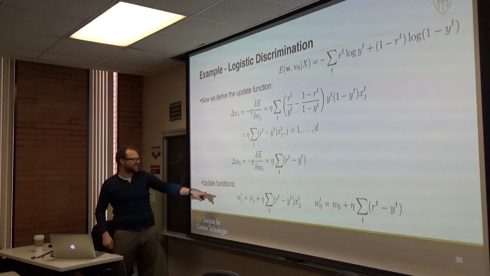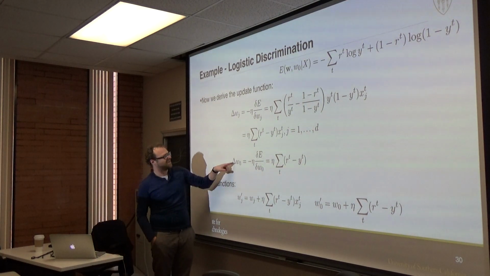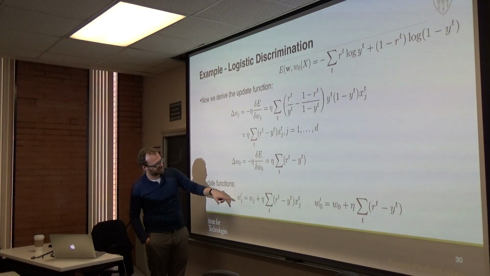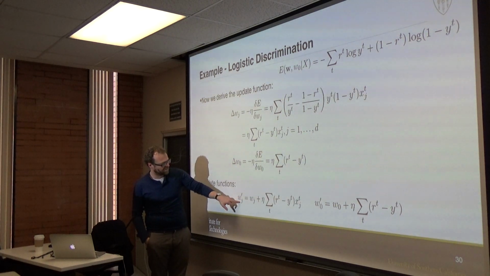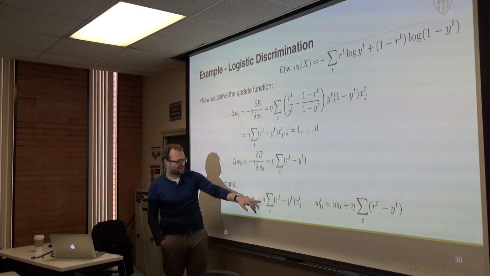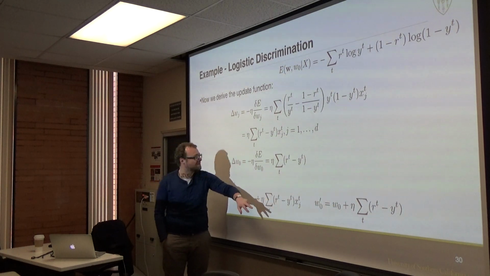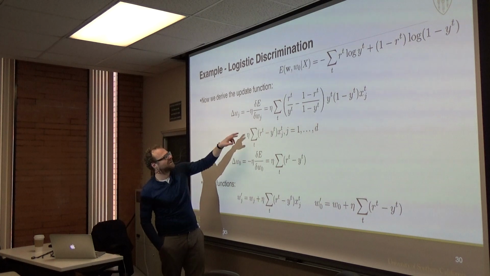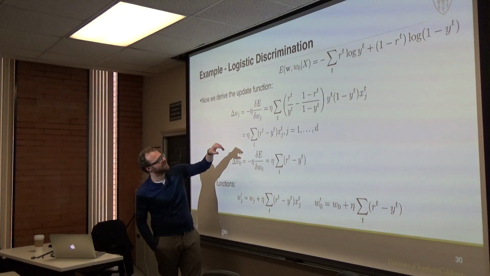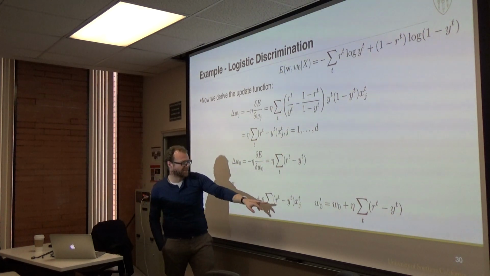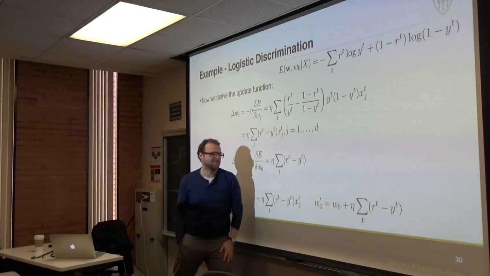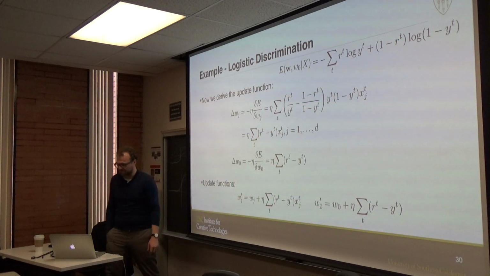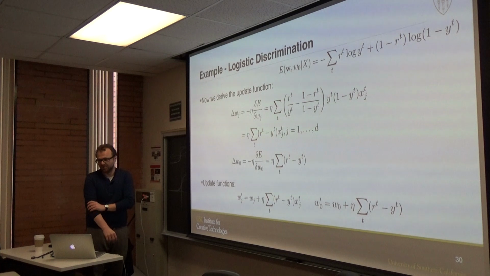And so our update functions are now, there should be a delta, maybe not, that's fine. So the new weight will be the old weight plus eta times this. There was a minus somewhere here, I think. Yeah, also the minus falls away. Yeah, okay. And then it's that for W0. Okay?